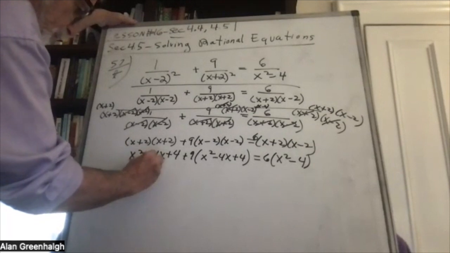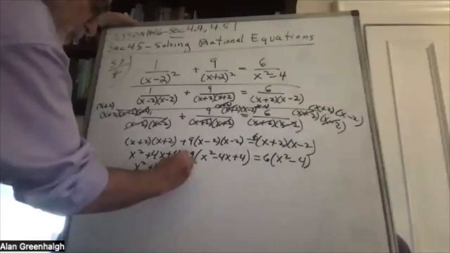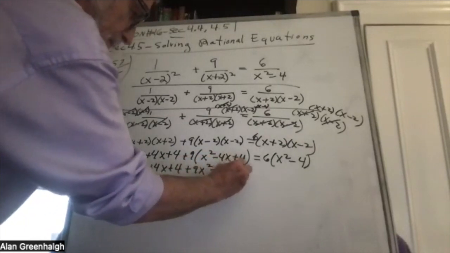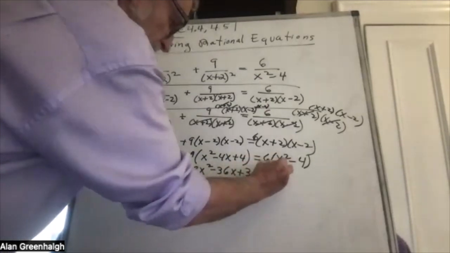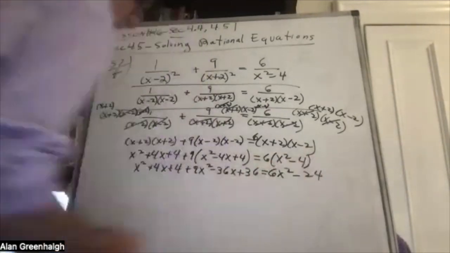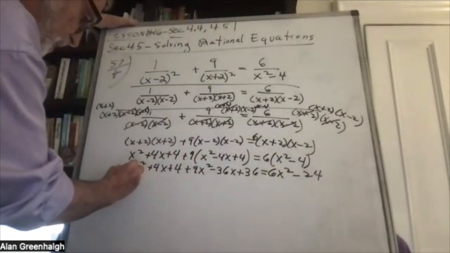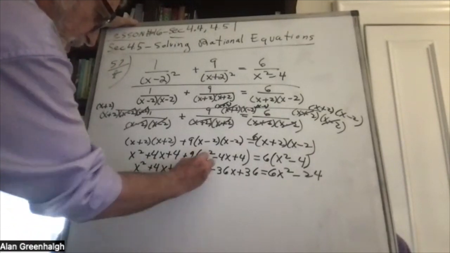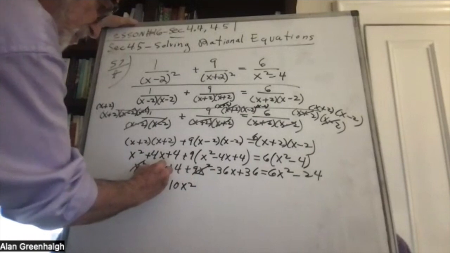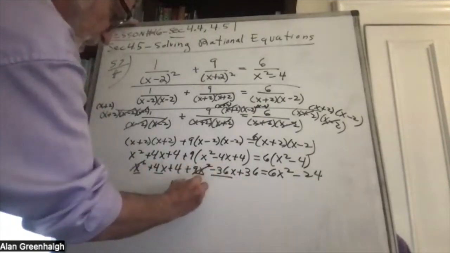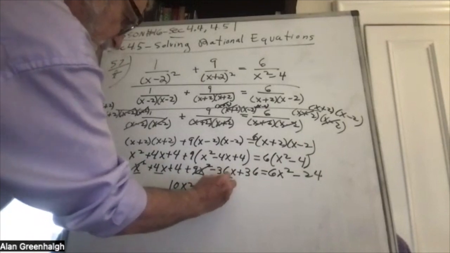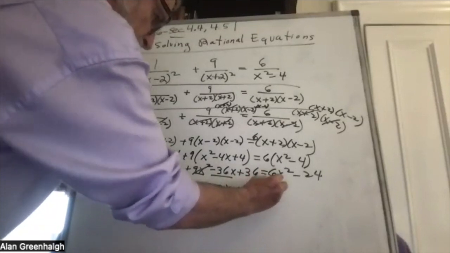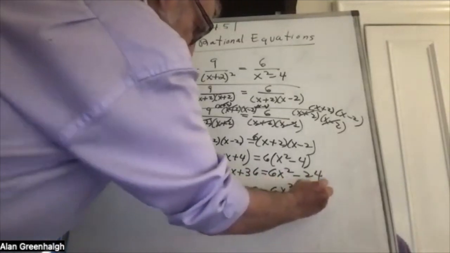x squared plus 4x. Now, what I said earlier was that these are always factorable. I've got to see this to believe it. All right, I'm combining some like terms here. x squared and x squared is 10x squared. Then 4x minus 36x is negative 32x. Then 3 and 36 is 39, equals 6x squared minus 24.